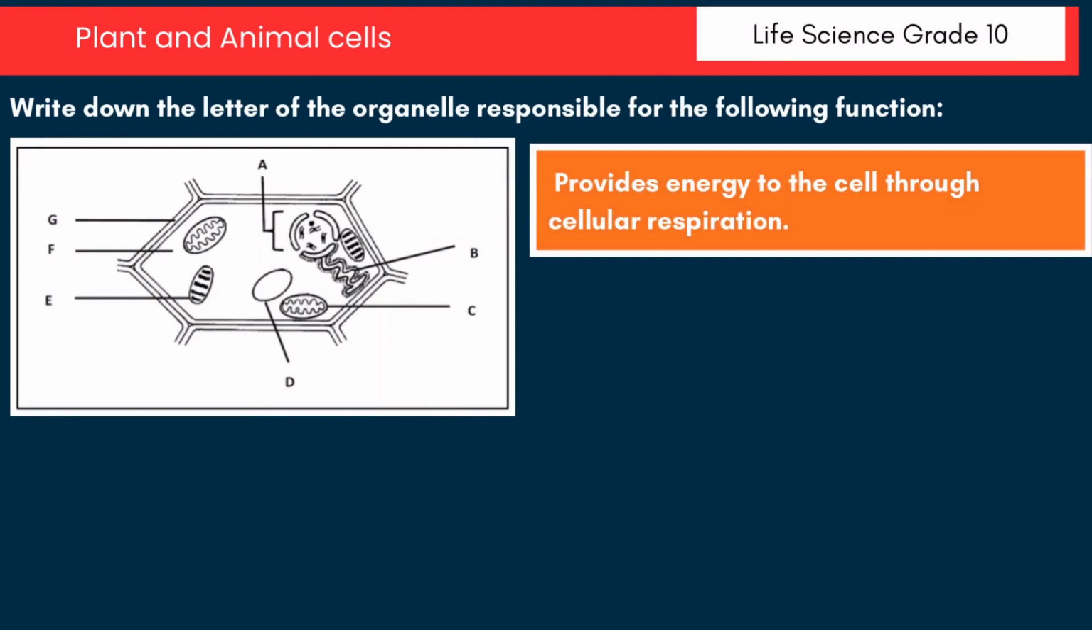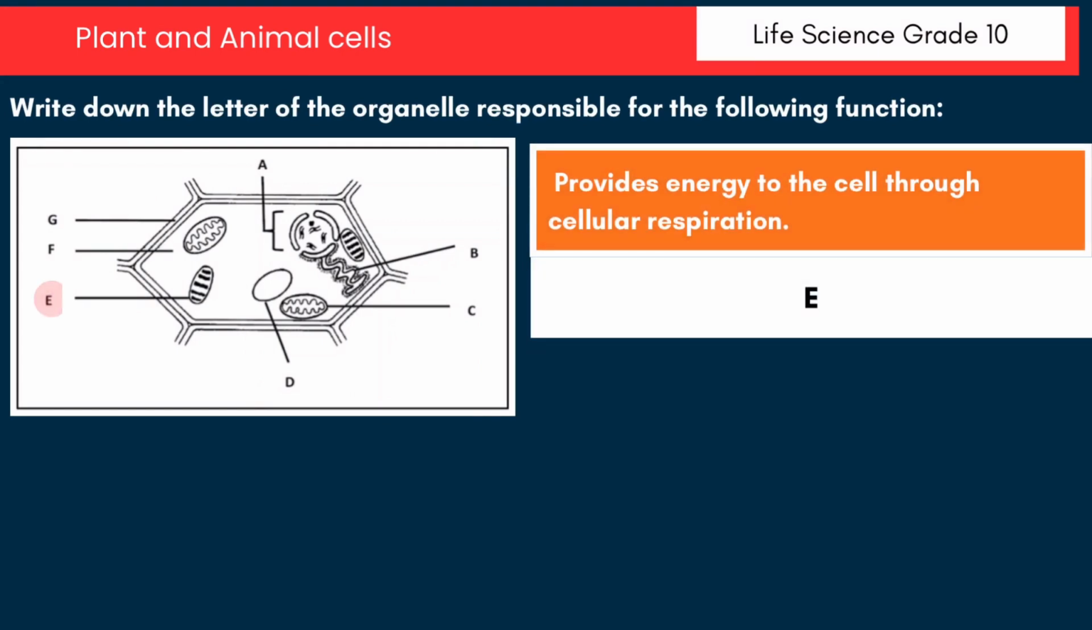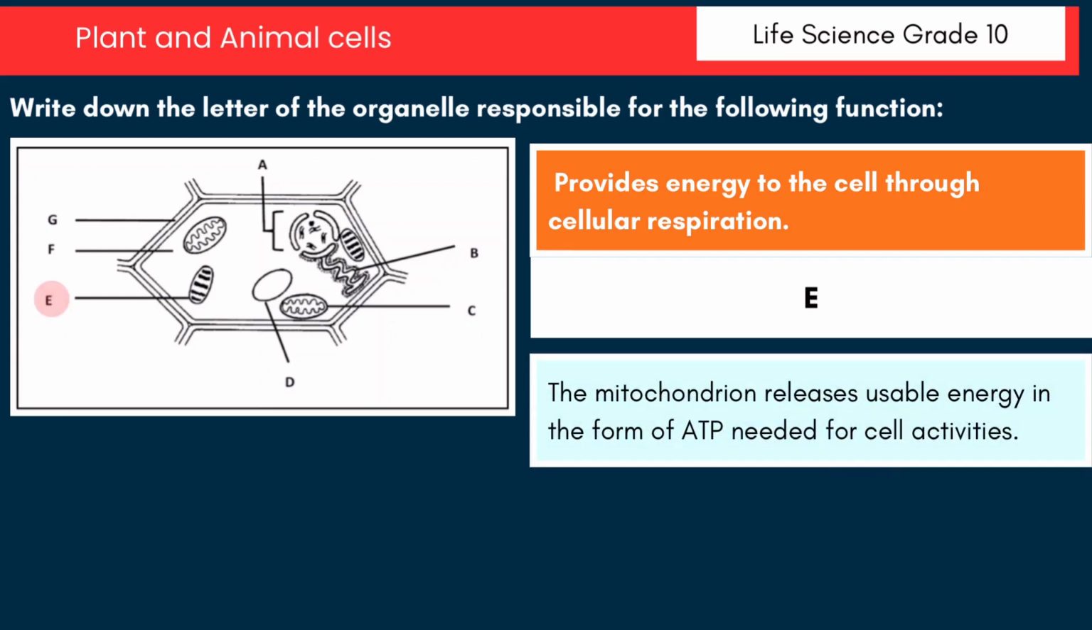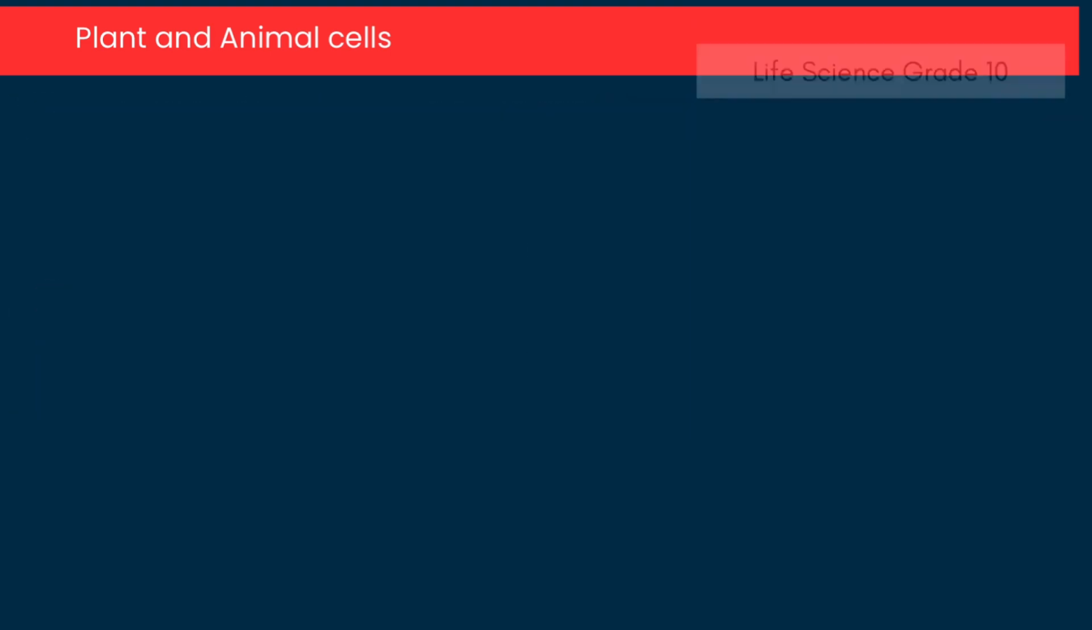C. Provides energy to the cell through cellular respiration. Correct answer is E. The mitochondrion. The mitochondrion releases usable energy in the form of ATP needed for cell activities.